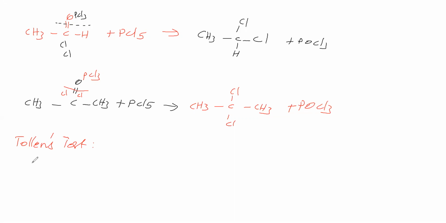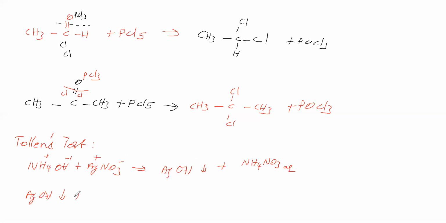To prepare Tollens reagent, we take ammonium hydroxide and silver nitrate solution. Ag plus takes OH minus and becomes AgOH, which is a precipitate. NH4 plus takes NO3 minus and gives NH4NO3 solution. So we got AgOH precipitate. Add still more ammonium hydroxide and shake. What happens is the precipitate dissolves.